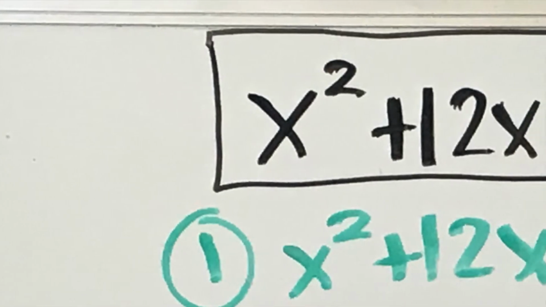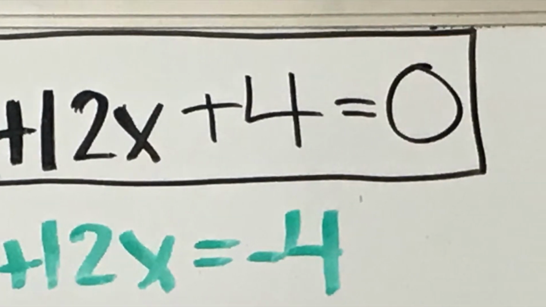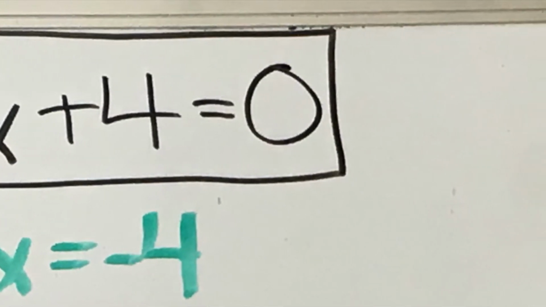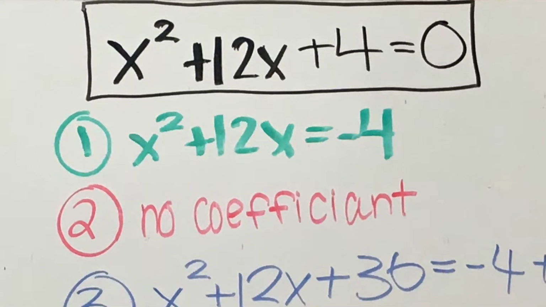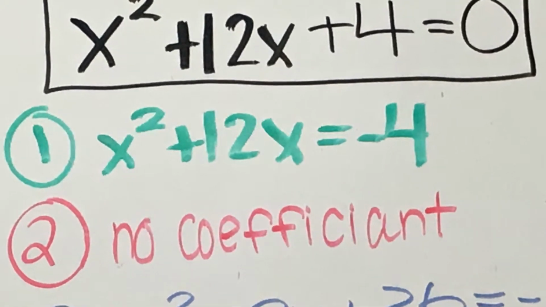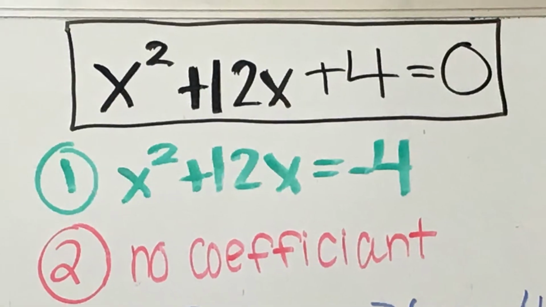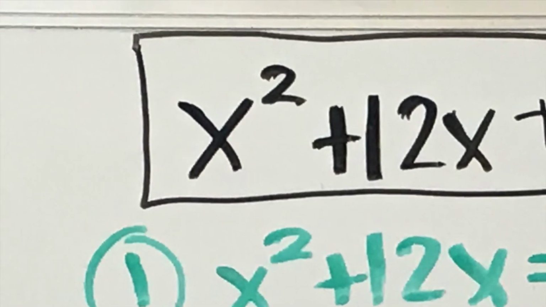To start out problem number 2, we're going to use x squared plus 12x plus 4 equals 0. We're going to continue on with step number 1 of moving your constant term to the other side of the equal sign. So now we have x squared plus 12x equals negative 4. Once again, there is no coefficient in front of x squared, so we will move on to step number 3.